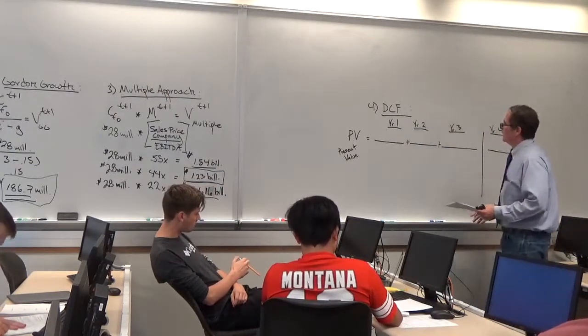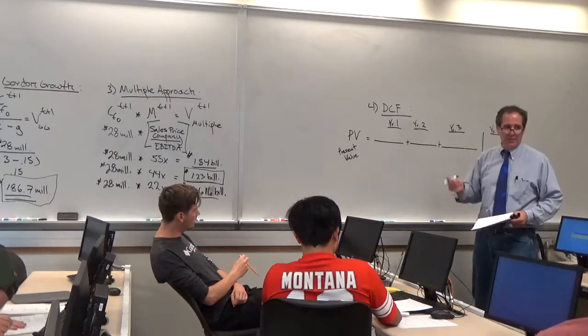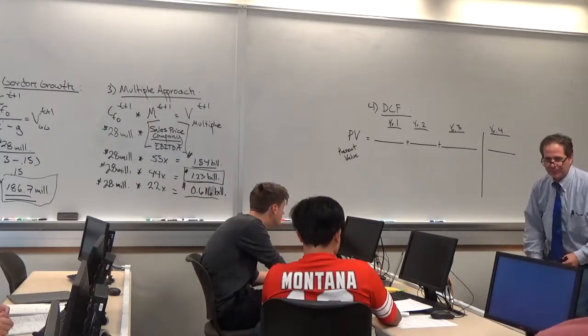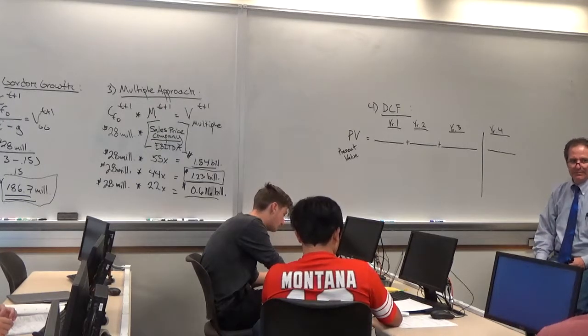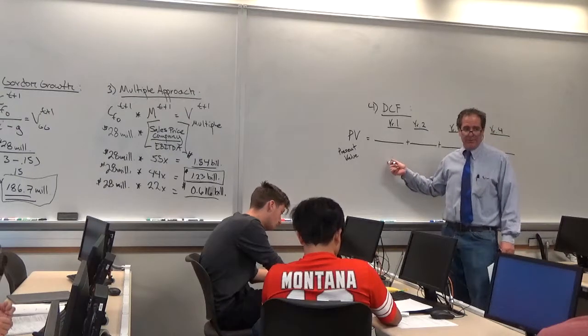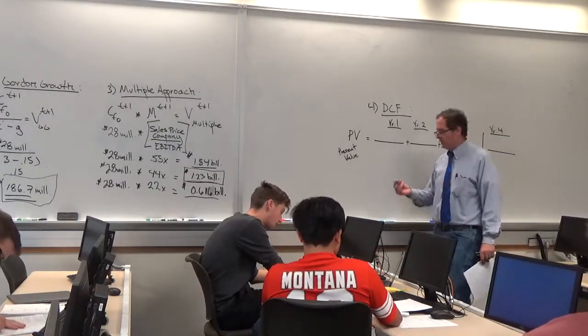All right, so what do you want to do? Do you want to do the cash flows first or the discount factors? Cash flows. And then do we know what the cash flow is going to be for the first year? 20 million.